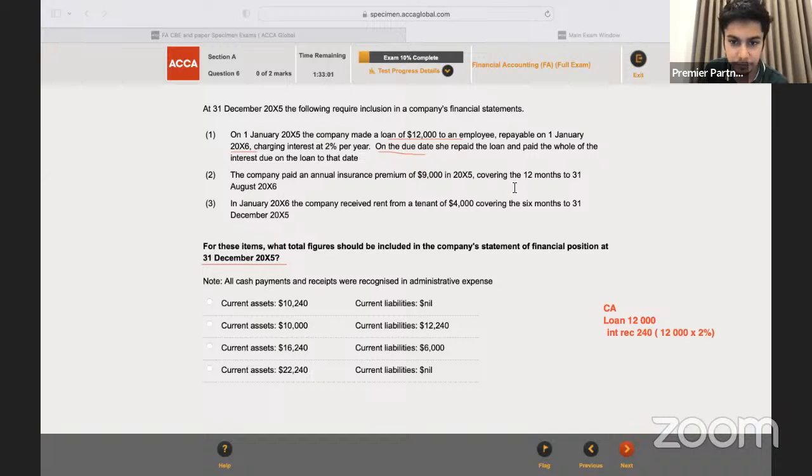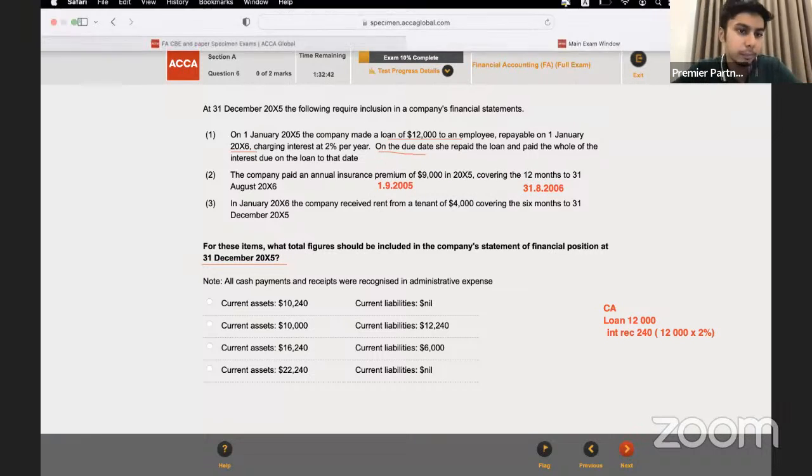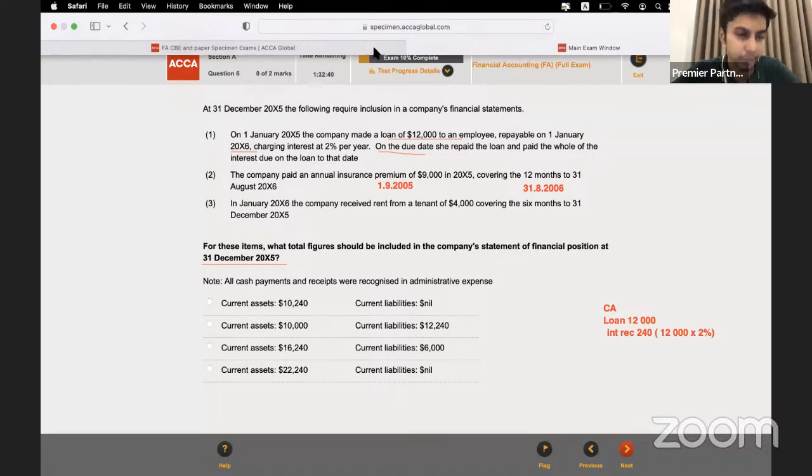Okay, that means, guys, see, until 31st of August 2006 they have covered, no? That means 12 months, no? So when I take 12 months, it will start on 1st of September 2005. Are you okay with that part? If the 12 months is finishing in August, it has to start in September. Then only, guys, September to August, there are 12 months.